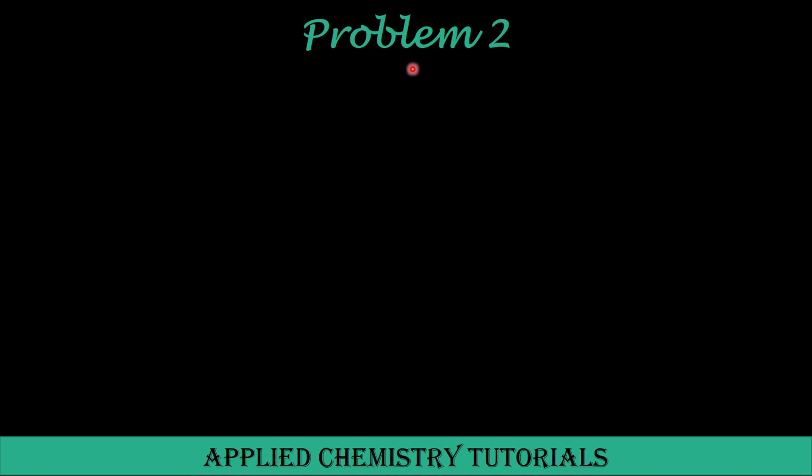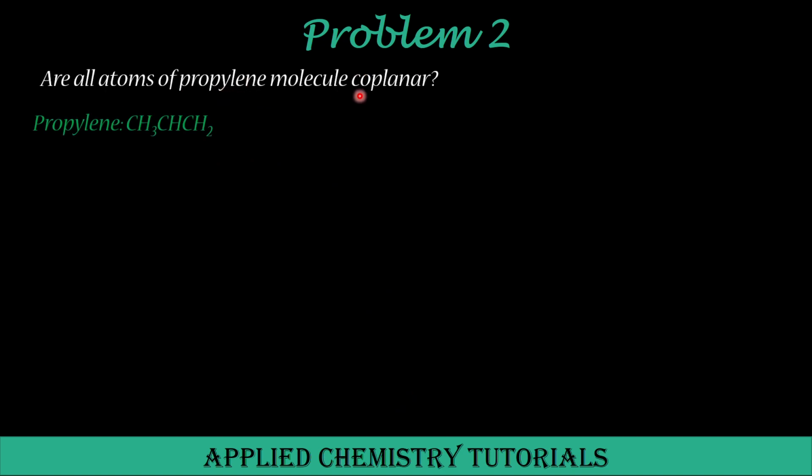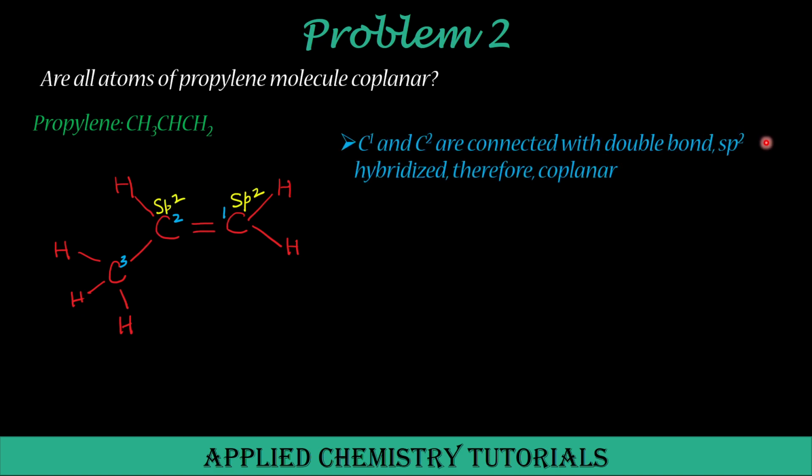Now moving forward to the next problem. Are all atoms of propylene molecule coplanar? The propylene structure is CH3CH=CH2. If we expand it, it will look like this. Now if we number the carbon atoms, C1 and C2, these 2 carbon atoms are double bonded. So they are sp2 hybridized and they are coplanar.